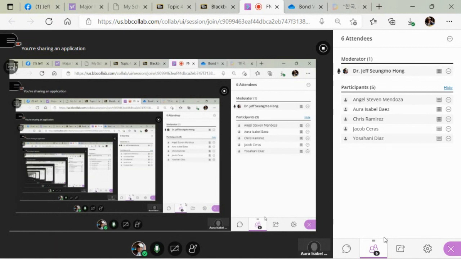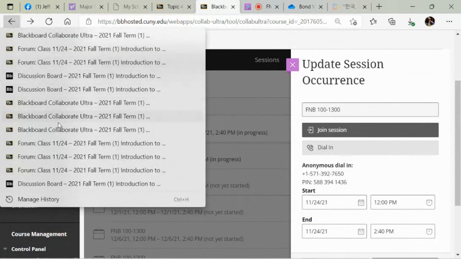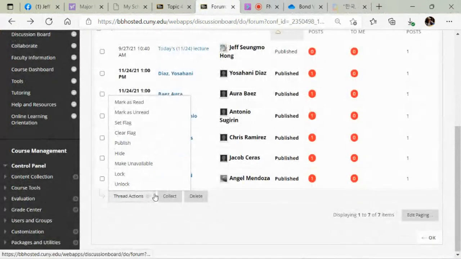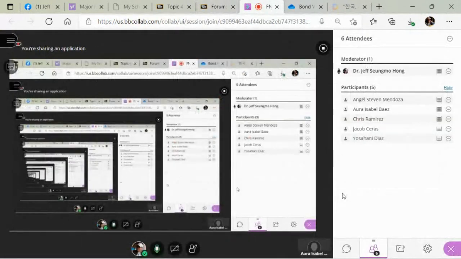So we have like five people here, and let me check the discussion forum. Today we have more than five people. Six people, so we have pretty much. We just need to wait for one more person to join the Collaborate session.